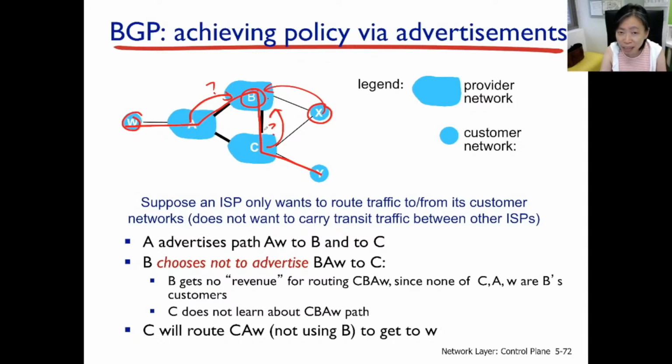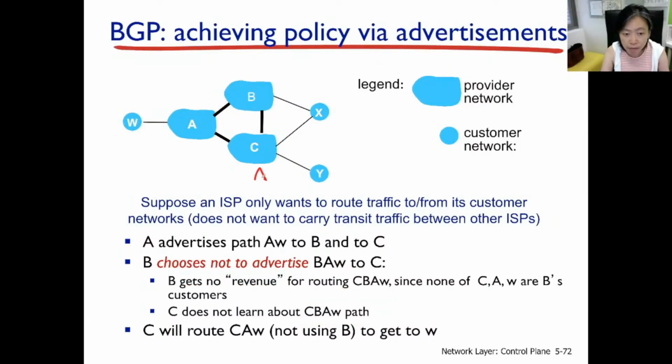Well, based on the setup of the problem, W, A, C are not paying B, and yet B is using the network resource here to transit the traffic for A and C. So B gets no revenue to do this route, BCAW, because C, A, W, based on the scenario setup, are not paying B. So B chooses not to advertise BAW to C so that C does not discover this path, and therefore is not using this path to send traffic.